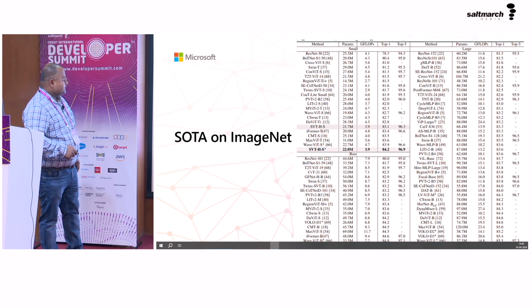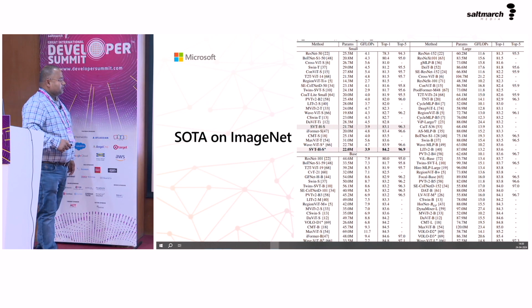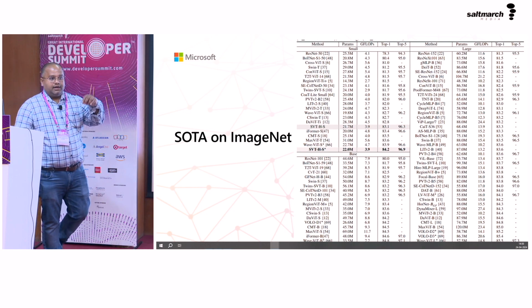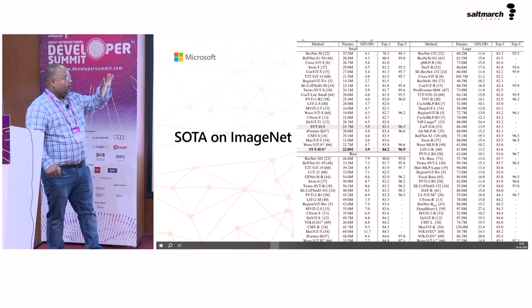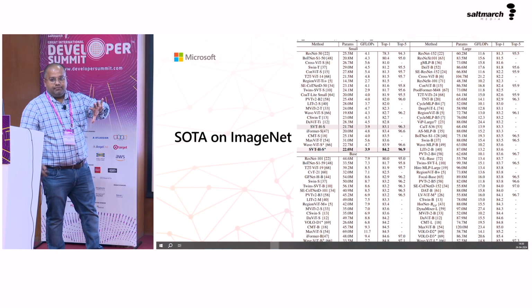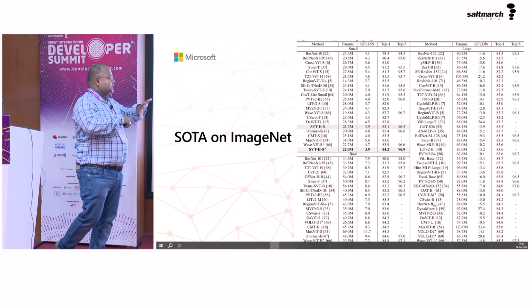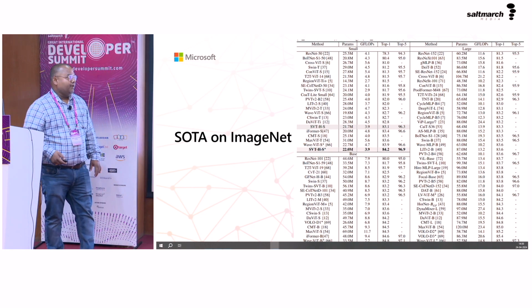You can see SVT for a small size network, just 22 million parameters, gives a performance of 84, with a top-one accuracy. Top-one accuracy means the correct class is present at the first position. Or if we take top-5, the correct class would be present in the top 5. That is known as top-5 accuracy.